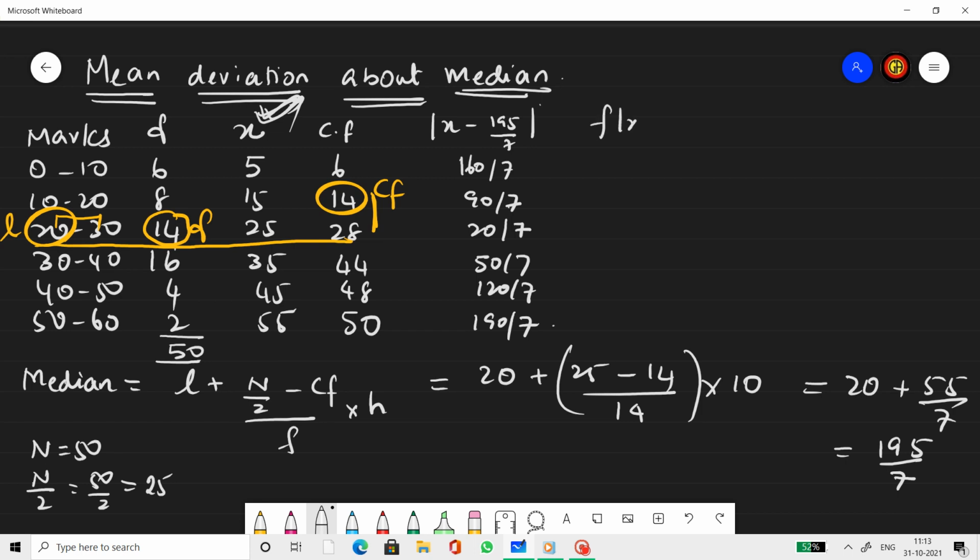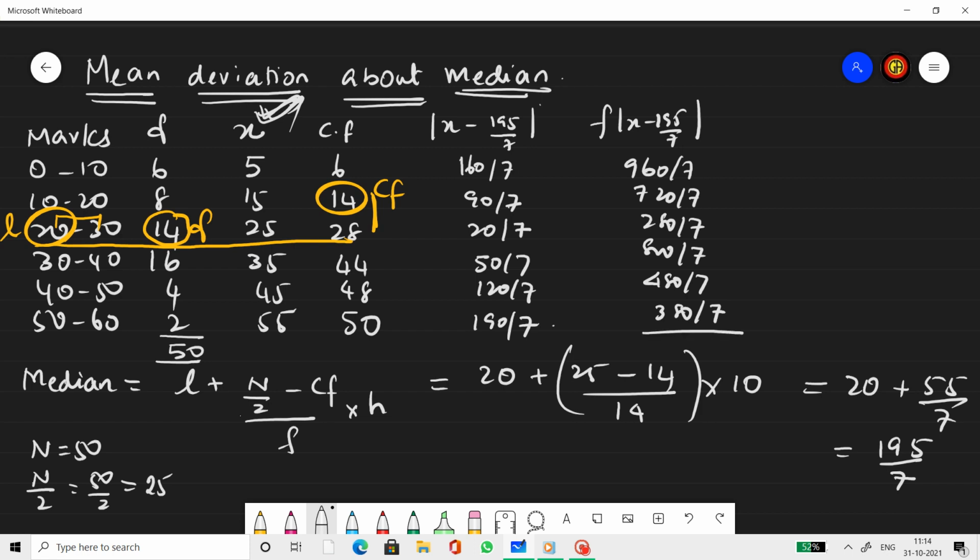Next one, f times modulus of x minus 195 by 7, which is f multiplied with this. So 960 by 7, 720 by 7, 280 by 7, 800 by 7, 480 by 7 and 380 by 7. So these values total to 3620 by 7.